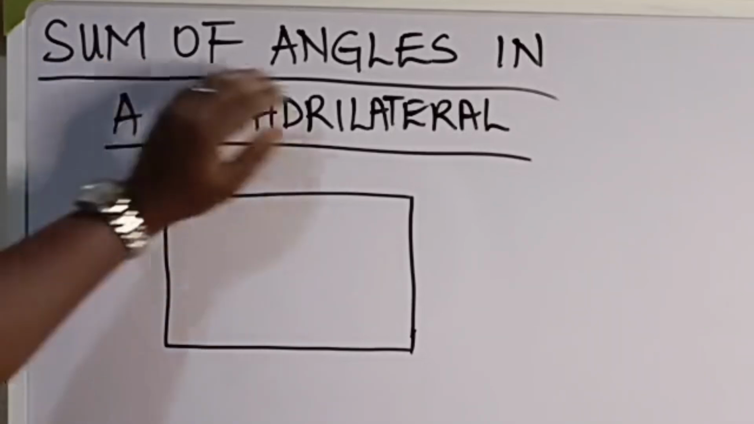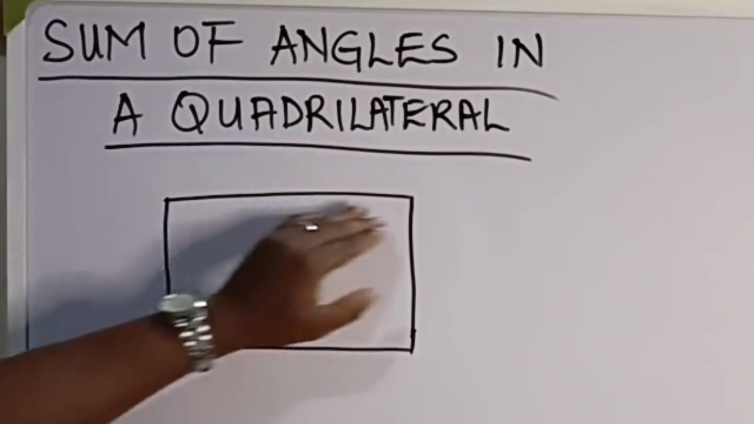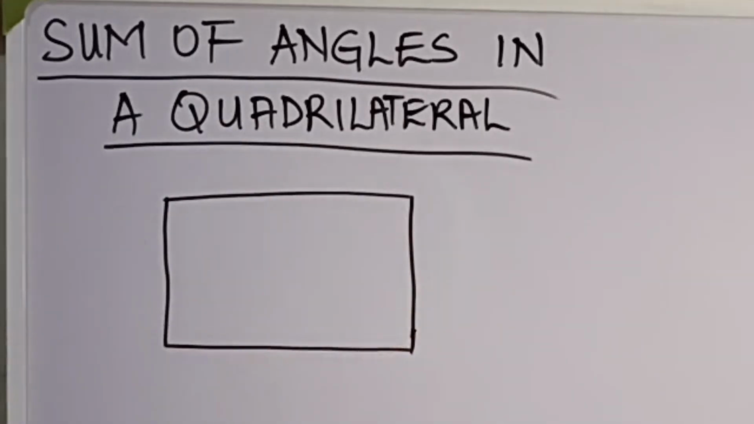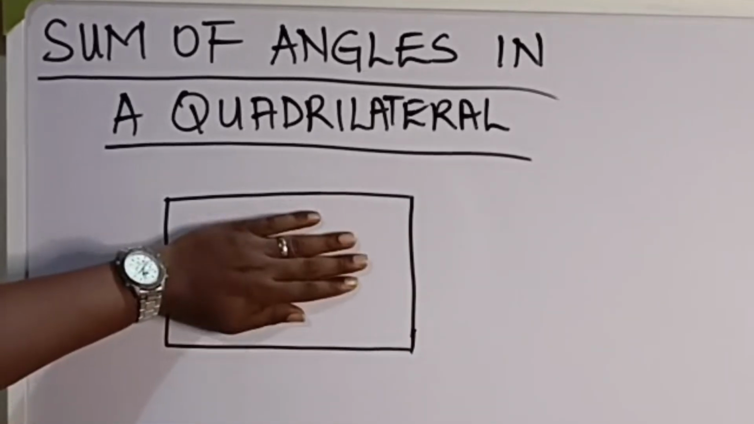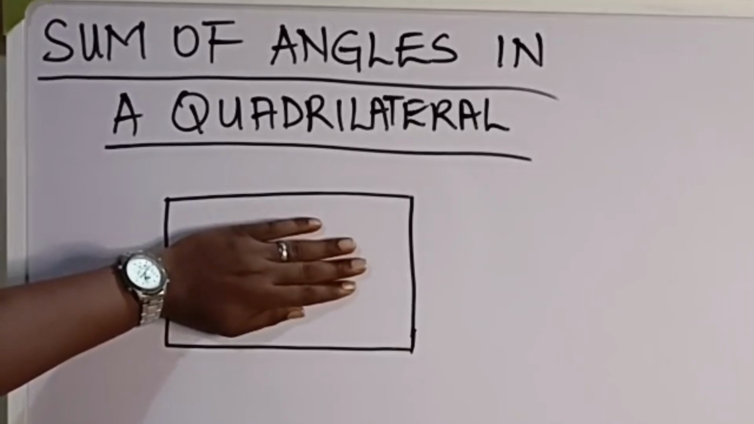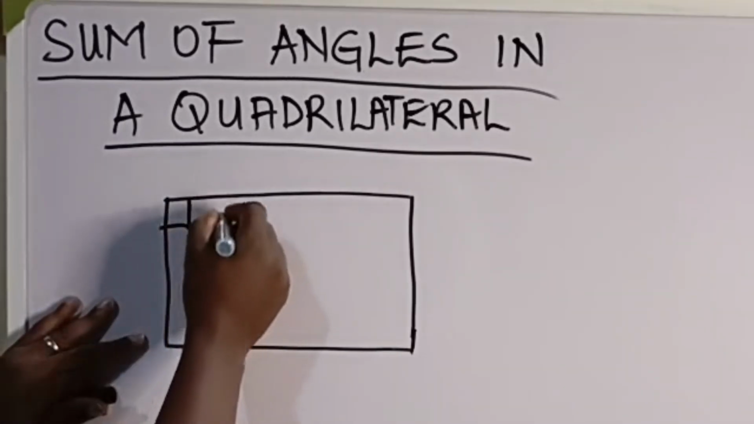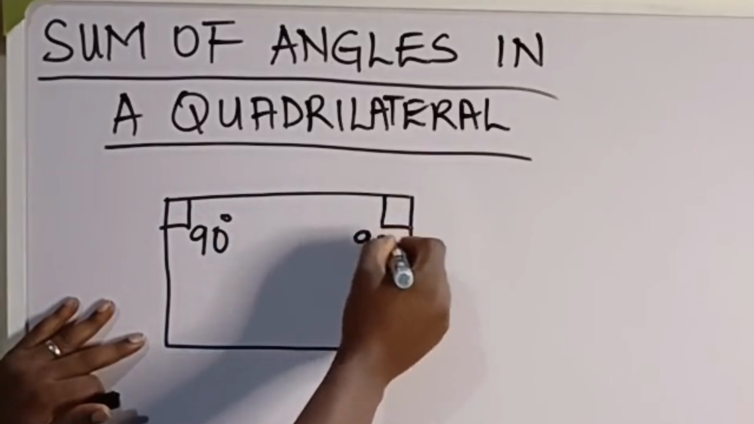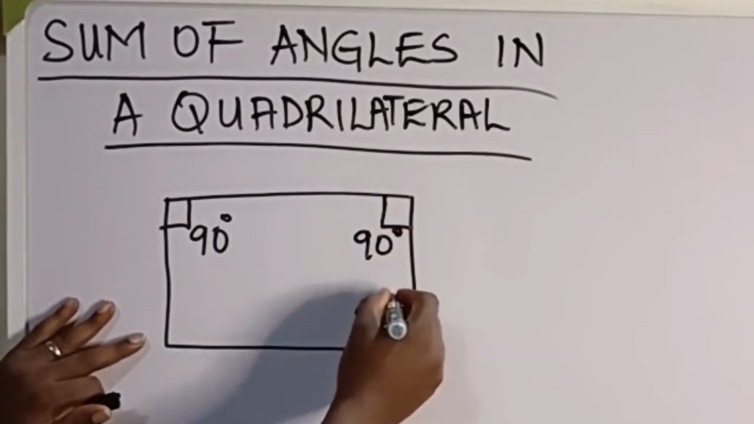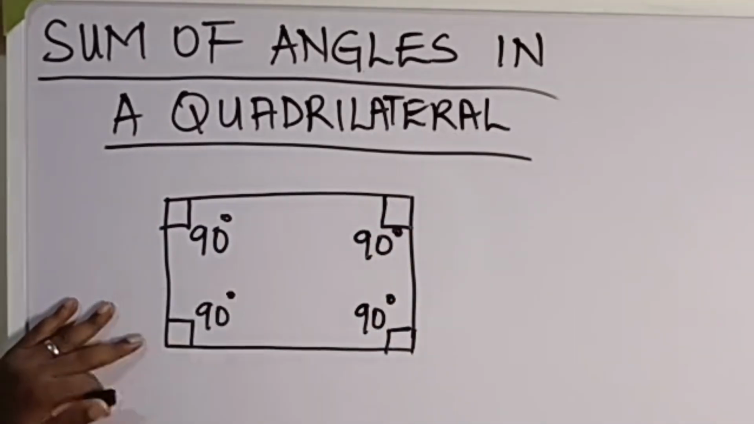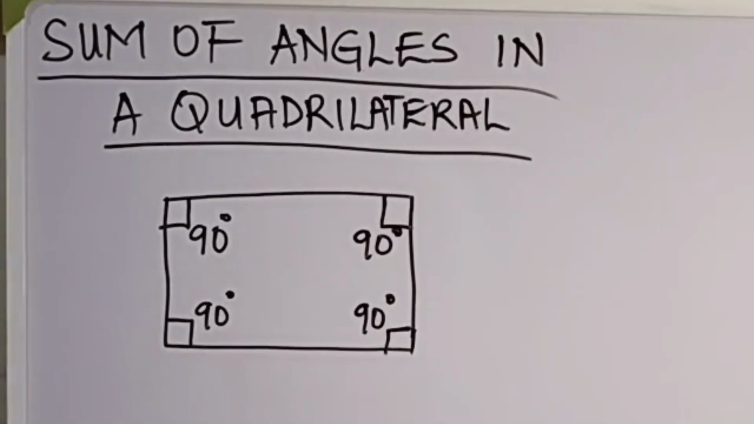So here we are looking at the sum of angles in a quadrilateral. Here we know that the quadrilateral has four angles. If we add up all the angles together, what are they going to give us? Now, when we go back to this rectangle, we know that this rectangle has four angles, and each of the angles of a rectangle is equal to 90 degrees. This means the angle here is 90 degrees, the angle here is 90 degrees, the angle here is 90 degrees, and the angle here is 90 degrees.